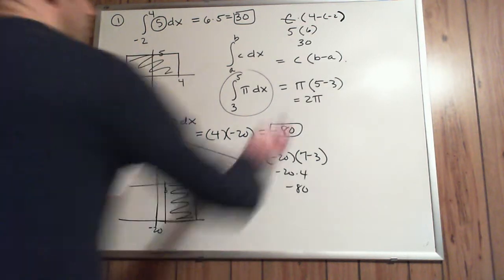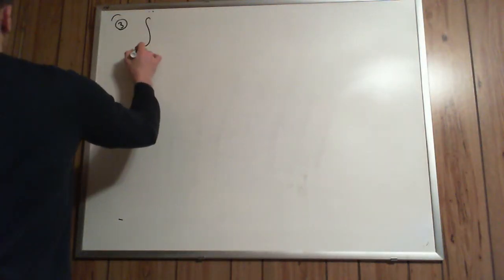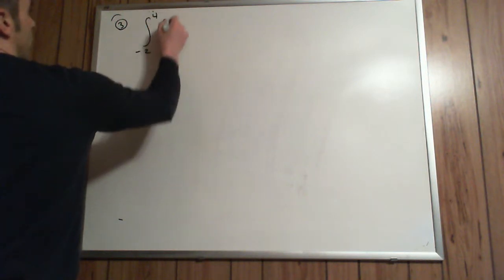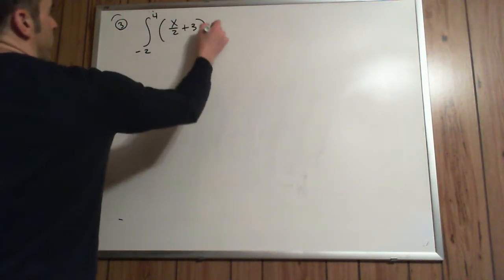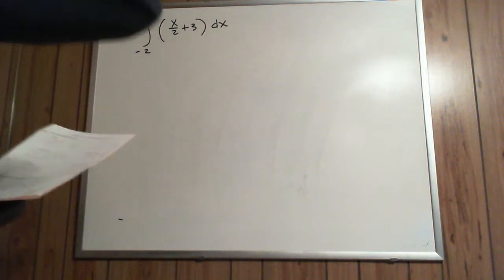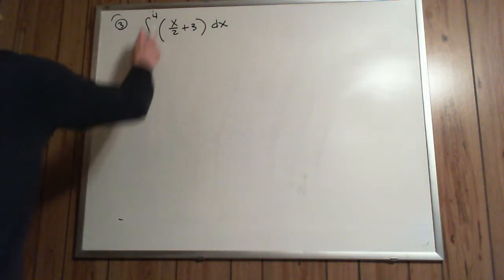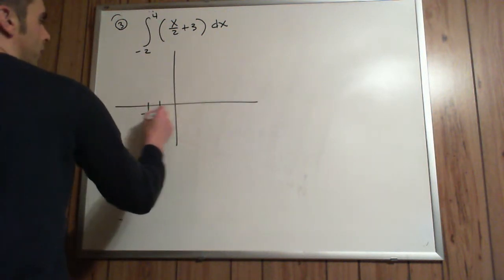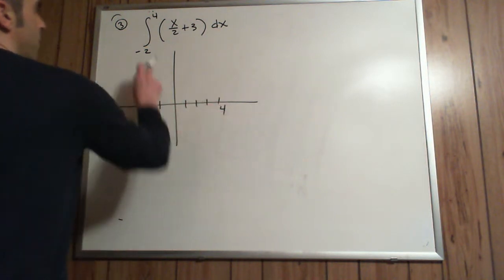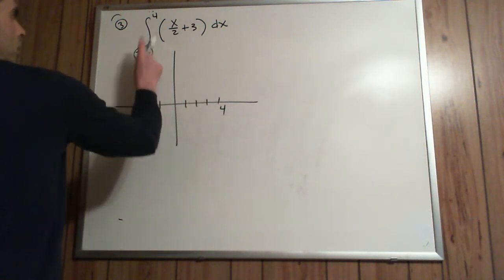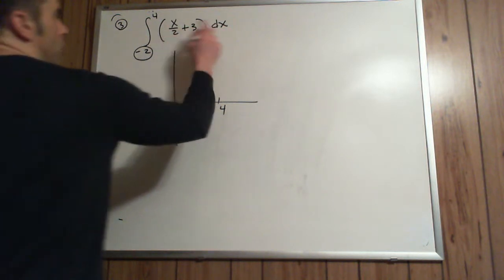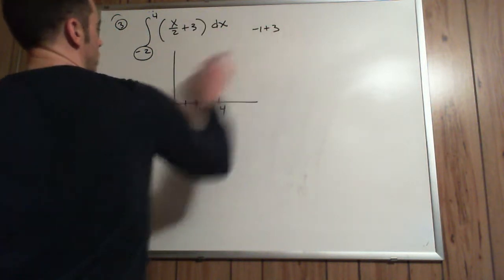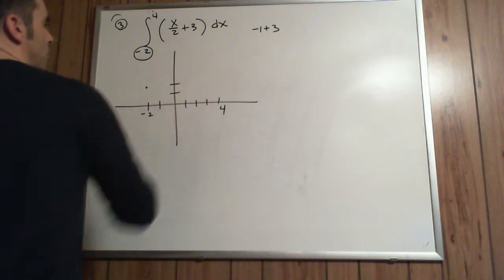Okay, next is number 3. That is the definite integral from -2 to 4 of x over 2 plus 3 dx. So graph the function in the integrand from -2 to 4. Okay, so what we do, 1, 2, -2, 1, 2, 3, 4. Pick x is -2. Start here. Put it into the function. So -2 over 2 is -1 plus 3 is 2. So over -2 up 2.